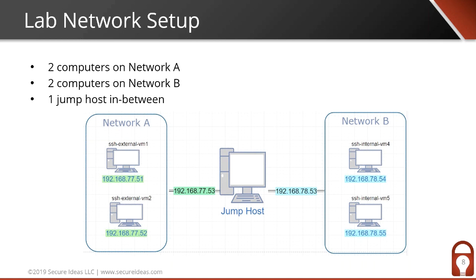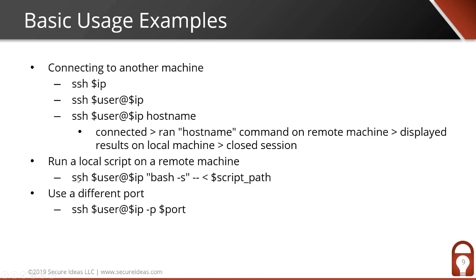So we're going to look at a somewhat realistic configuration for segregating these 2 networks, or having multiple networks with a box in between. Okay, so with that being the case, just a note on the IP schemes. We've got a 77.51, 52, 53. Then we've got a 78.53, 54, 55 to kind of keep things organized for us. All right, moving on.